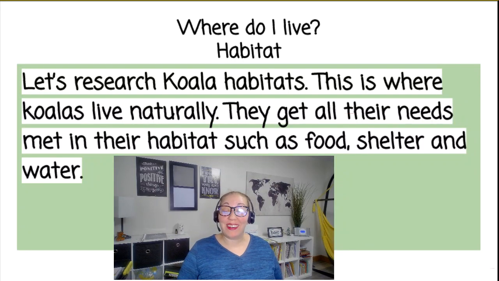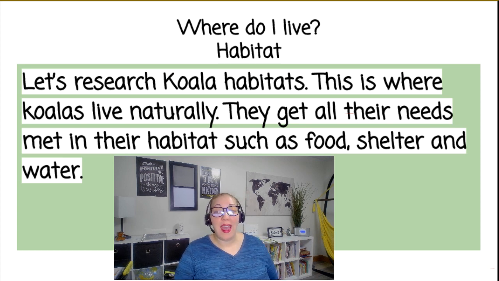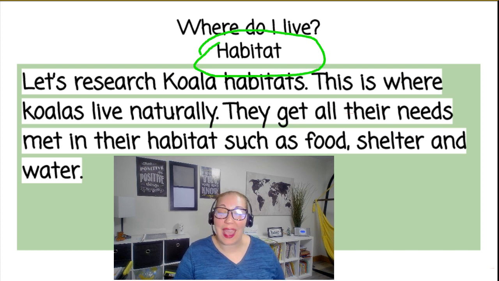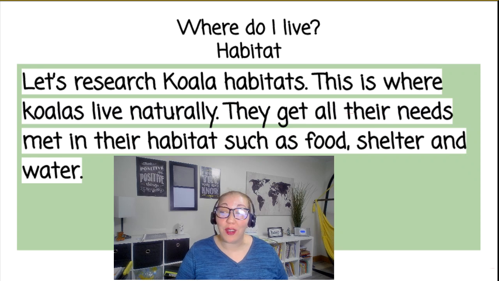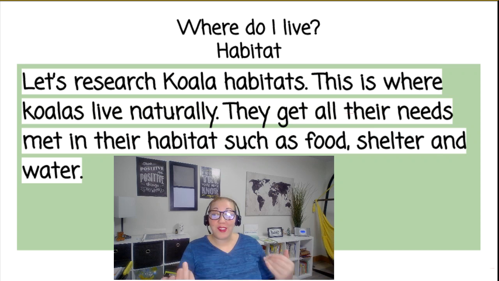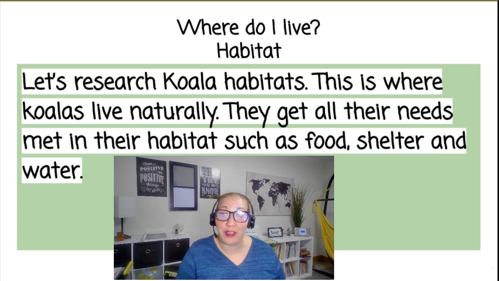Okay, first graders, let's learn about where koalas live. They live in an area, and we call this area where someone lives a habitat. This is a habitat, okay? So let's research koala habitats. This is where koalas live naturally. They get all of their needs met in their habitats, such as food, shelter, and water.